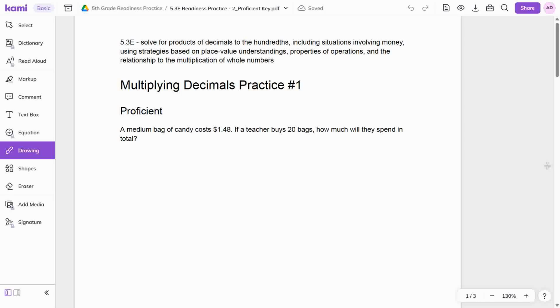Today we are looking at the 5th grade concept of multiplying decimals. This is 5.3e Readiness Practice, the Proficient version.